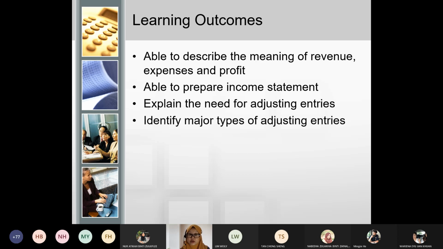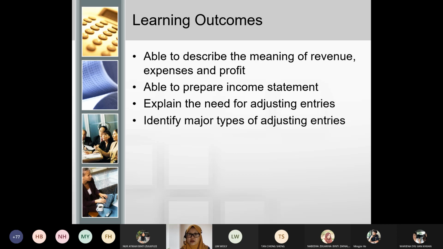After you understand what is revenue, expense, and profit, then you will learn how to prepare the income statement. I always mention that the income statement is to measure the performance of the company, which is measured by looking at whether the company is making profit or loss.